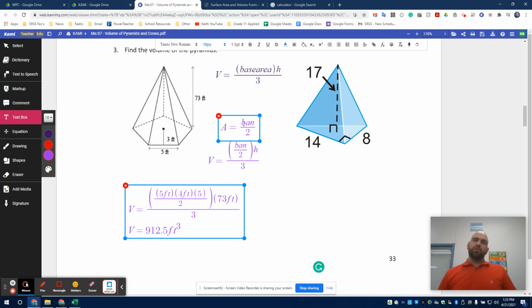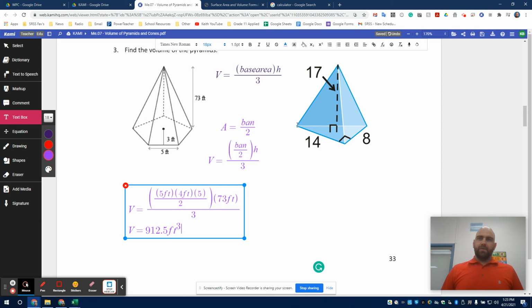Okay, so again, we know that we find the area of the base. Okay, it's a pentagon. We can plug that in, or we can find the area first and then plug that answer in. We would get 20, so this would be 50. Okay, 50 times 73 divided by 3. Okay, so you can do that as well. And I'll show you exactly on this case here.